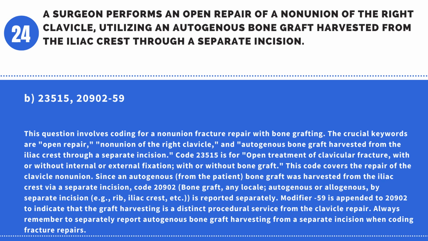Since an autogenous, from the patient, bone graft was harvested from the iliac crest via a separate incision, code 20902, bone graft, any locale, autogenous or allogenous, by separate incision, e.g., rib, iliac crest, etc., is reported separately. Modifier -59 is appended to 20,902 to indicate that the graft harvesting is a distinct procedural service from the clavicle repair. Always remember to separately report autogenous bone graft harvesting from a separate incision when coding fracture repairs.